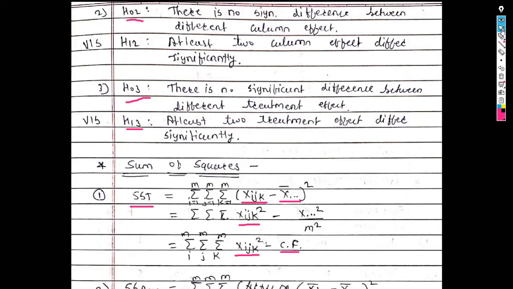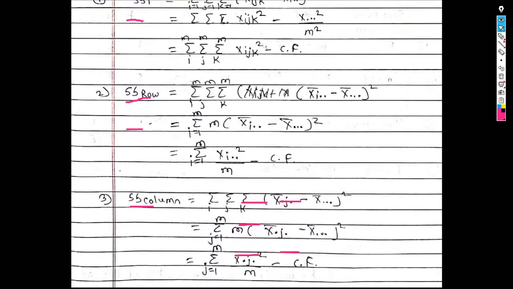Then the next term is sum of squares due to rows. So here we get the formula for this sum of squares due to rows. We define this as summation over i, summation over j, summation over k in bracket ith row mean, that is xi dot dot bar, minus grand mean, that is x triple dot bar, bracket square. So this term can be written as summation over i into m in bracket xi dot dot bar minus x triple dot bar, bracket square.